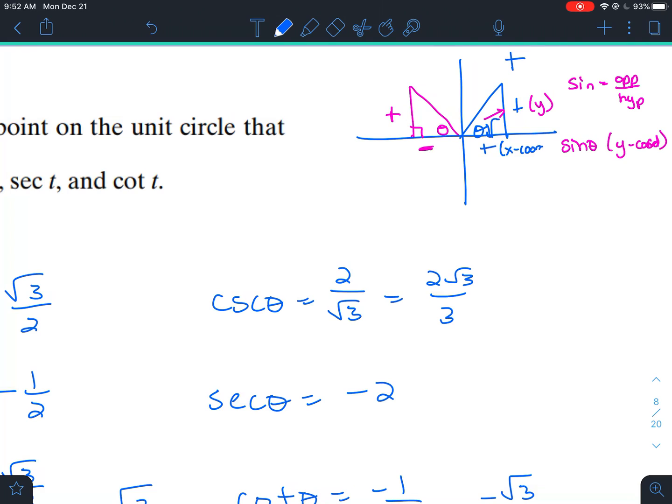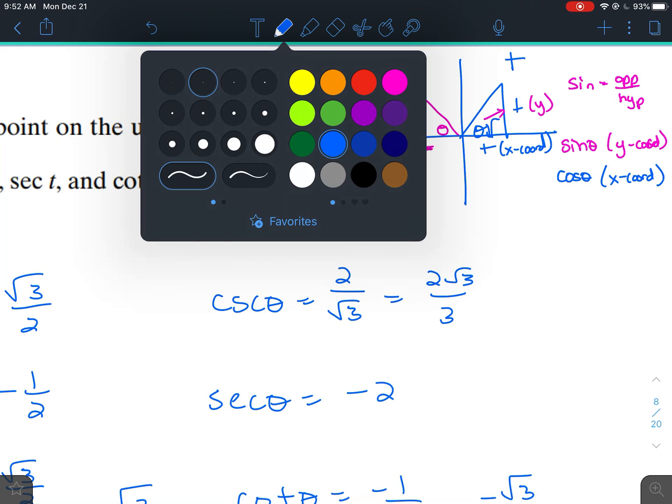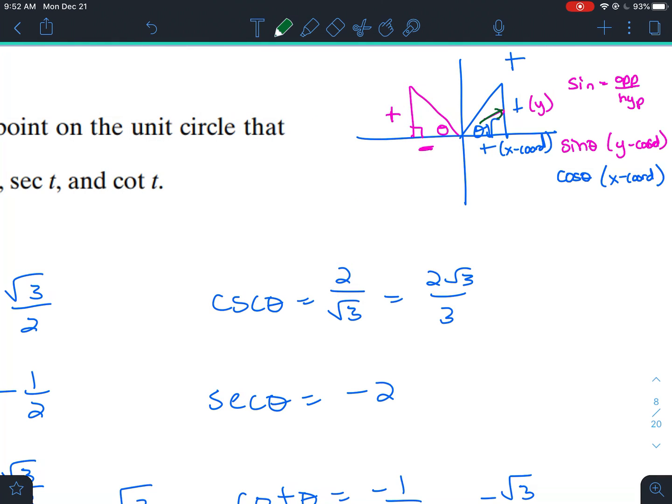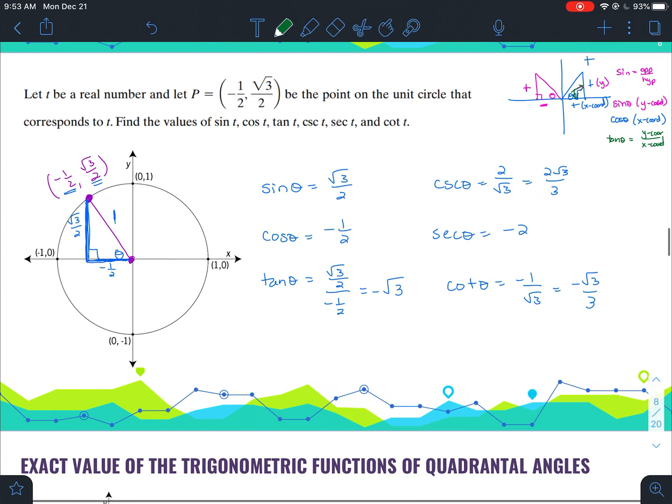If you wanted to find the cosine of your angle, well, cosine is adjacent over hypotenuse, and the adjacent side is the x-coordinate. So if you want to figure out whether the cosine is going to be positive or negative, you need to look at the x-coordinate of where you're at. If the x-coordinate is positive, then your cosine is going to be positive. If the x-coordinate is negative, then your cosine is going to be negative. And for tangent, tangent is the opposite side over the adjacent side, so tangent depends on both the y over the x.